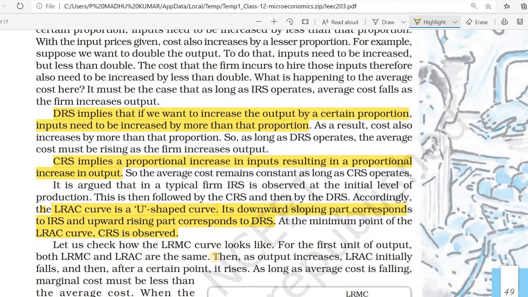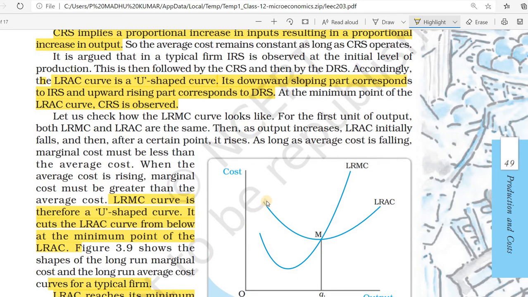Here we can see the picture. It is a U-shaped LRAC curve. This is the LRAC curve. In which shape is this curve? U-shape. Same like that, the LRMC curve is also U-shaped. We can see this LRMC curve here, and it is also in the same shape.